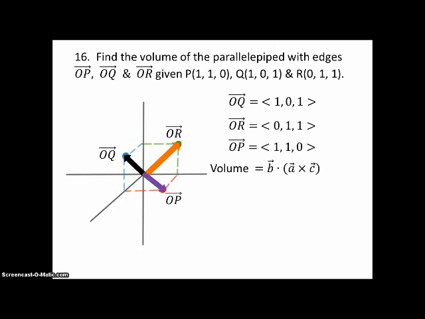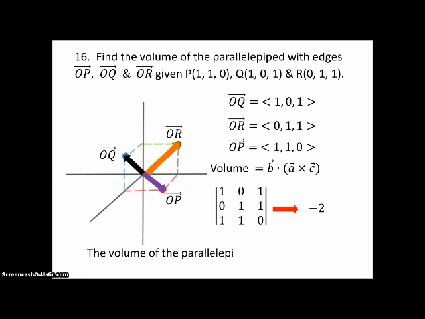So B dot A cross C: B would be in the first row technically, and A and C in the next two rows. But again, you can put these vectors in any row you want. The only difference will be sometimes it'll come out negative. Alright, so that determinant is negative 2, and again I did it on scratch paper. And so the volume then wouldn't be negative 2, obviously, it would be positive 2 cubic units.